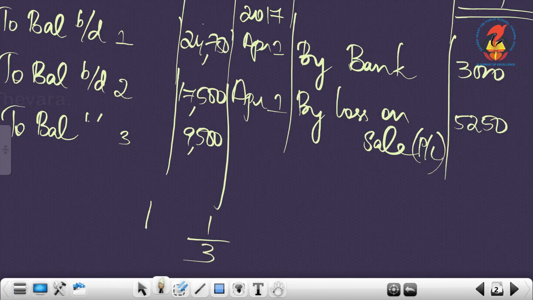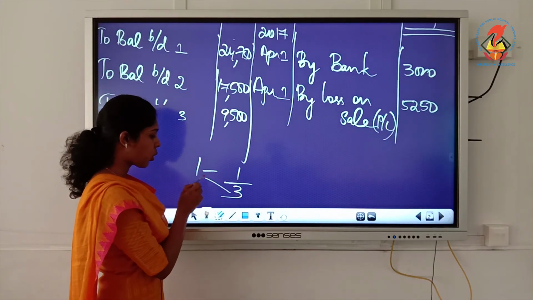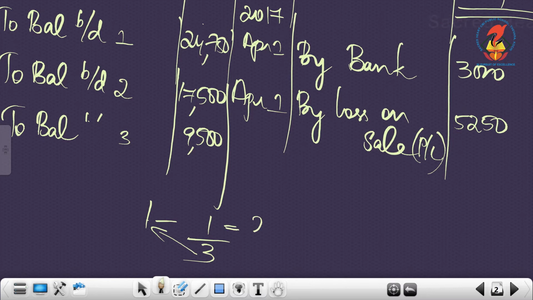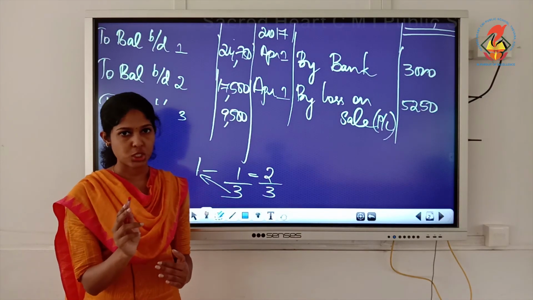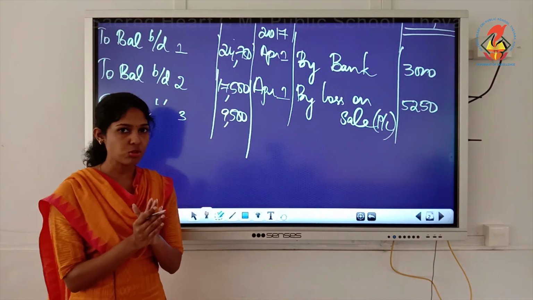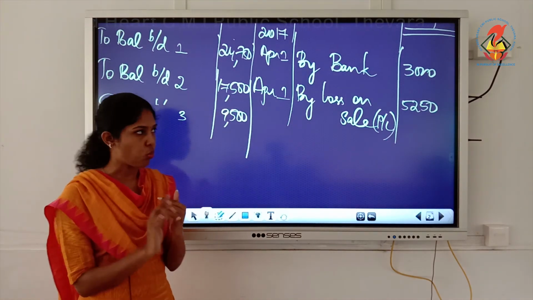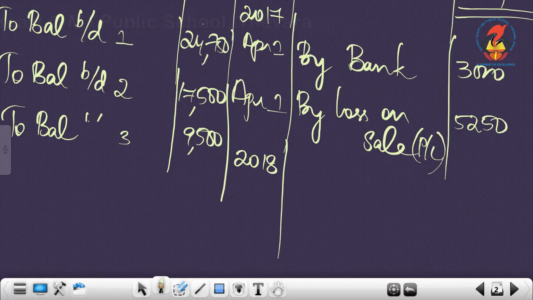The balance means 1 will be taken as the whole machinery's value. So 1 minus 1 by 3, do cross multiplication. 3 minus 1, that is 2 by 3. 1 by 3 we sold. Still we have 2/3 of the machinery. Understood? And on that 2/3 we have to charge depreciation 1. So I will show you the calculation.